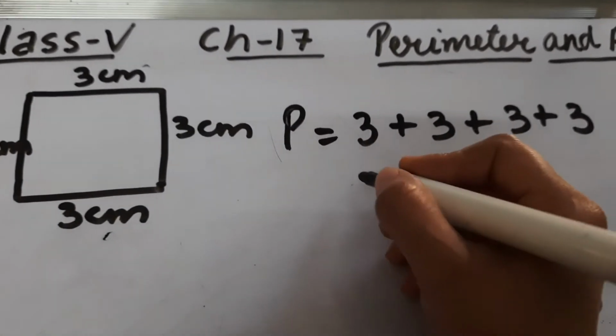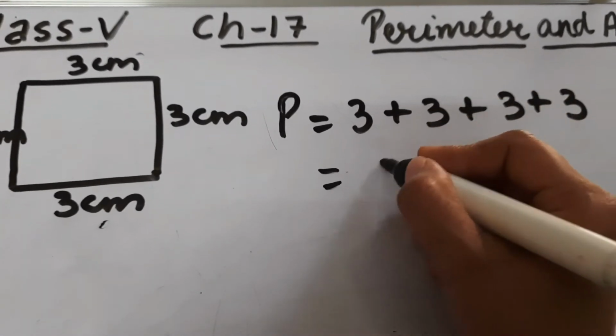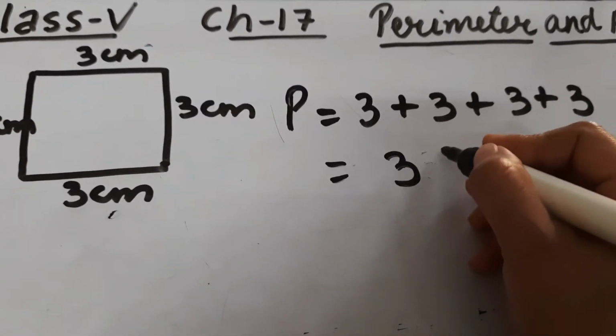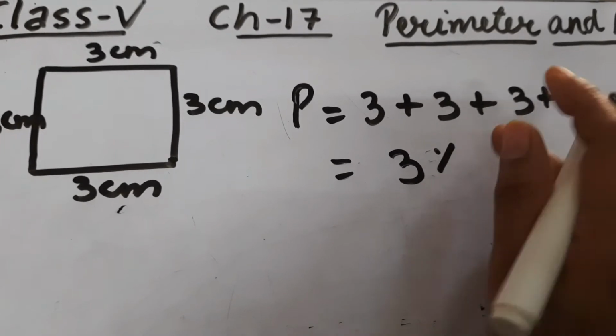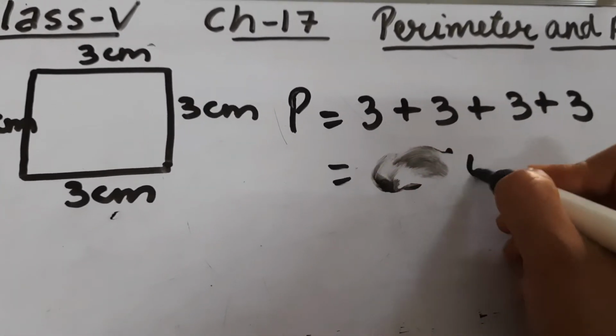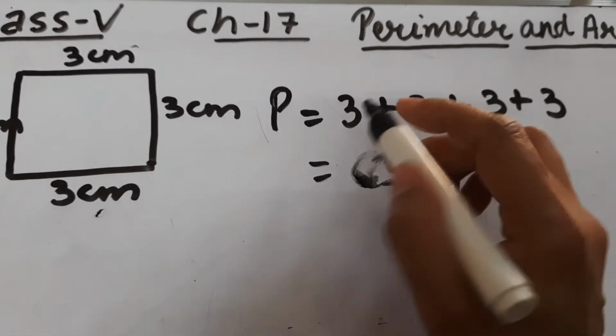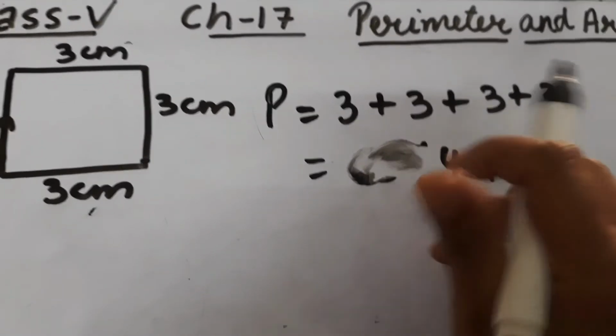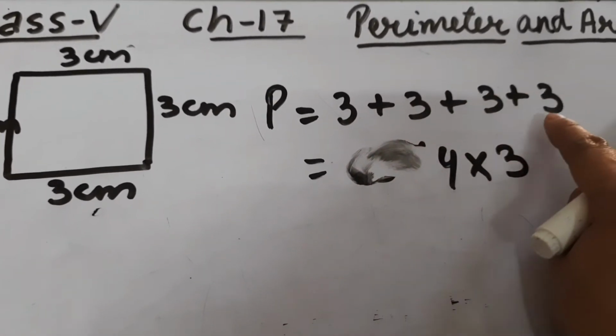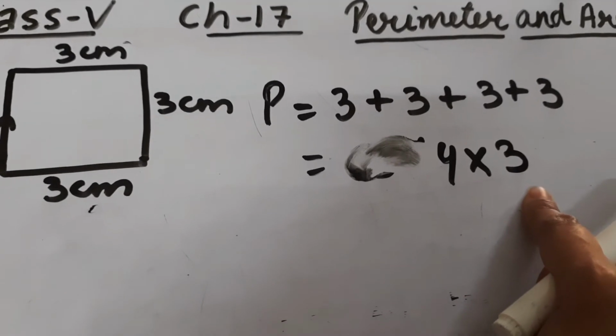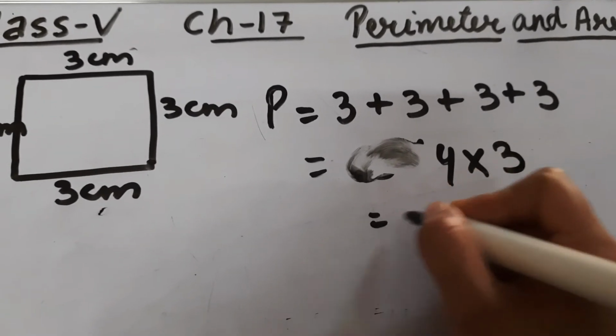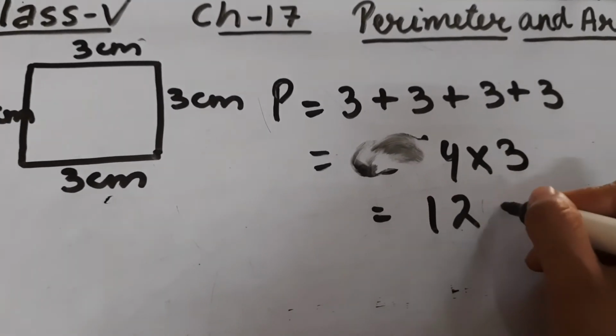Okay, so can I write 3 plus 3 plus 3 plus 3 as 3 multiplied by 4, or you can say 4 multiplied by 3, because 3 is 4 times. Okay, so 3 plus 3 plus 3 plus 3 means 4 times 3. Fine, so it will be 4 multiplied by 3, which is 12 centimeters.